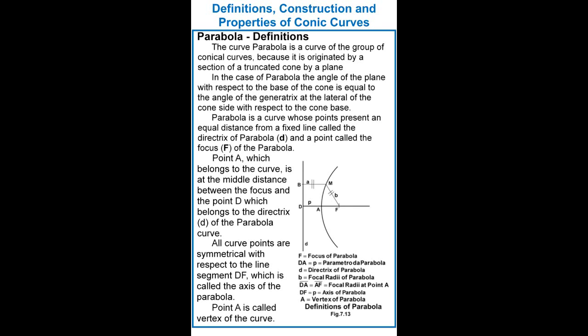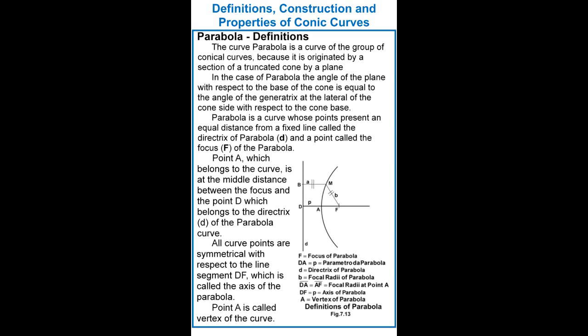Parabola is a curve whose points have an equal distance from a fixed line called the directrix of the parabola, represented by lowercase letter d, and a point called the focus of the parabola, represented by the capital letter F. The point A, which belongs to the curve, is in the middle distance between the focus and the point D that belongs to the directrix d of the curve of the parabola.